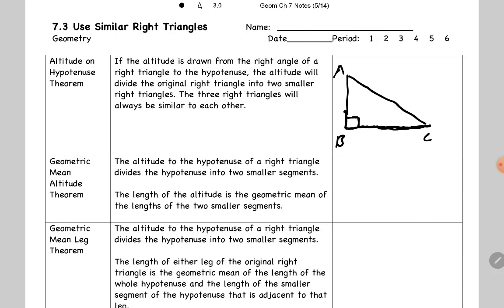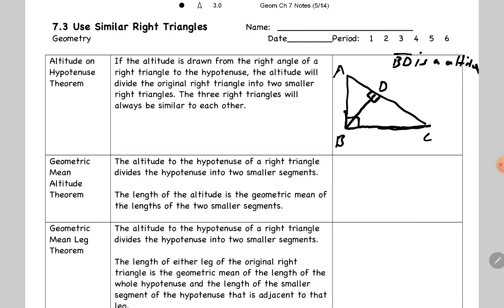So what this theorem says is if the altitude is drawn from the right angle, so we have the right angle, and remember the altitude is like the height of the triangle, what happens is, so those are two right angles here, so BD is an altitude.